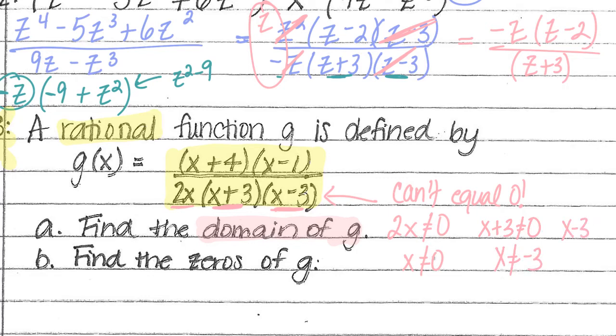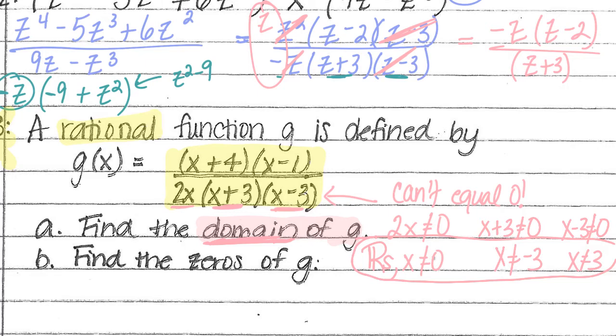And x minus 3 cannot equal 0. So x cannot equal positive 3. So in this case, the domain is all real numbers except x cannot equal 0, x cannot equal negative 3, and x cannot equal positive 3. So to find the domain, we look in the denominator.